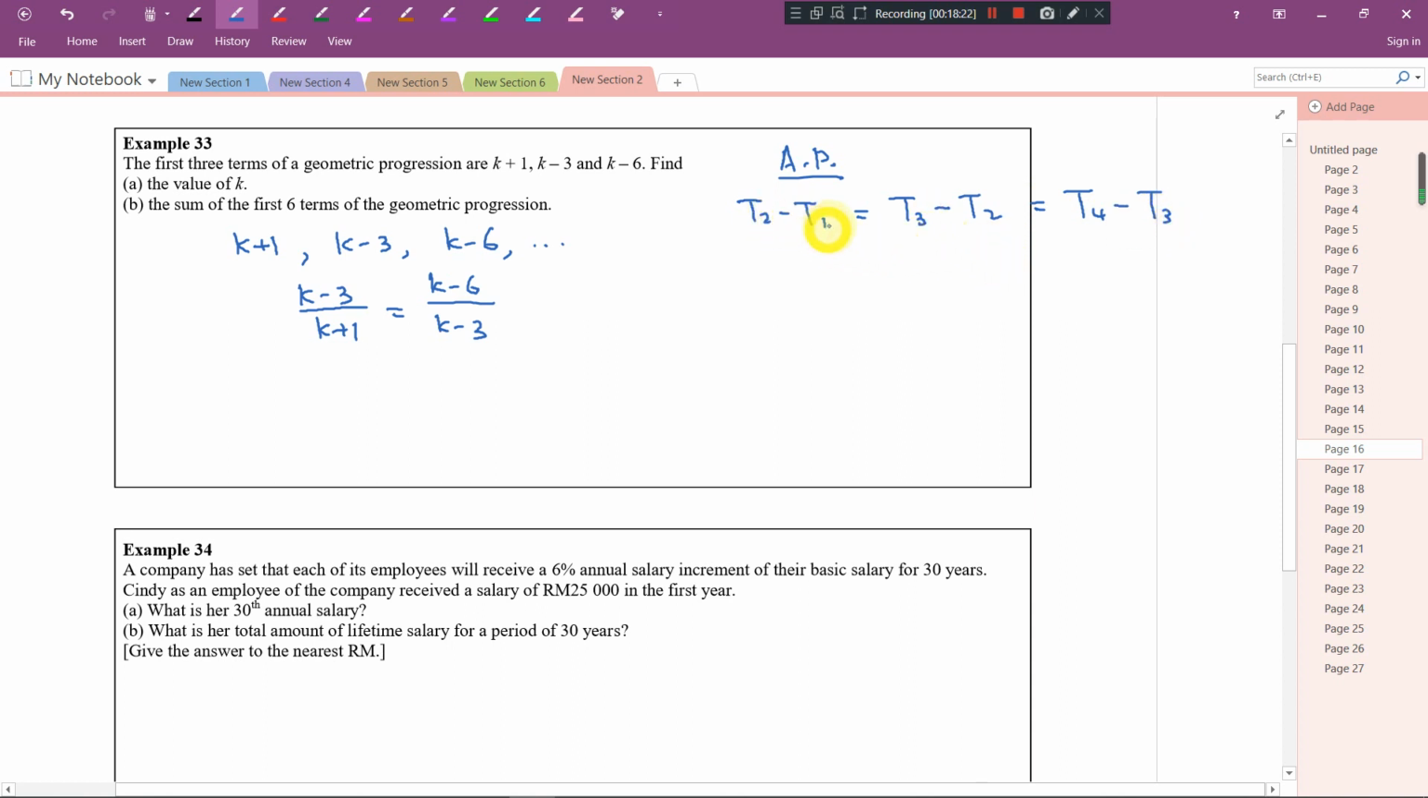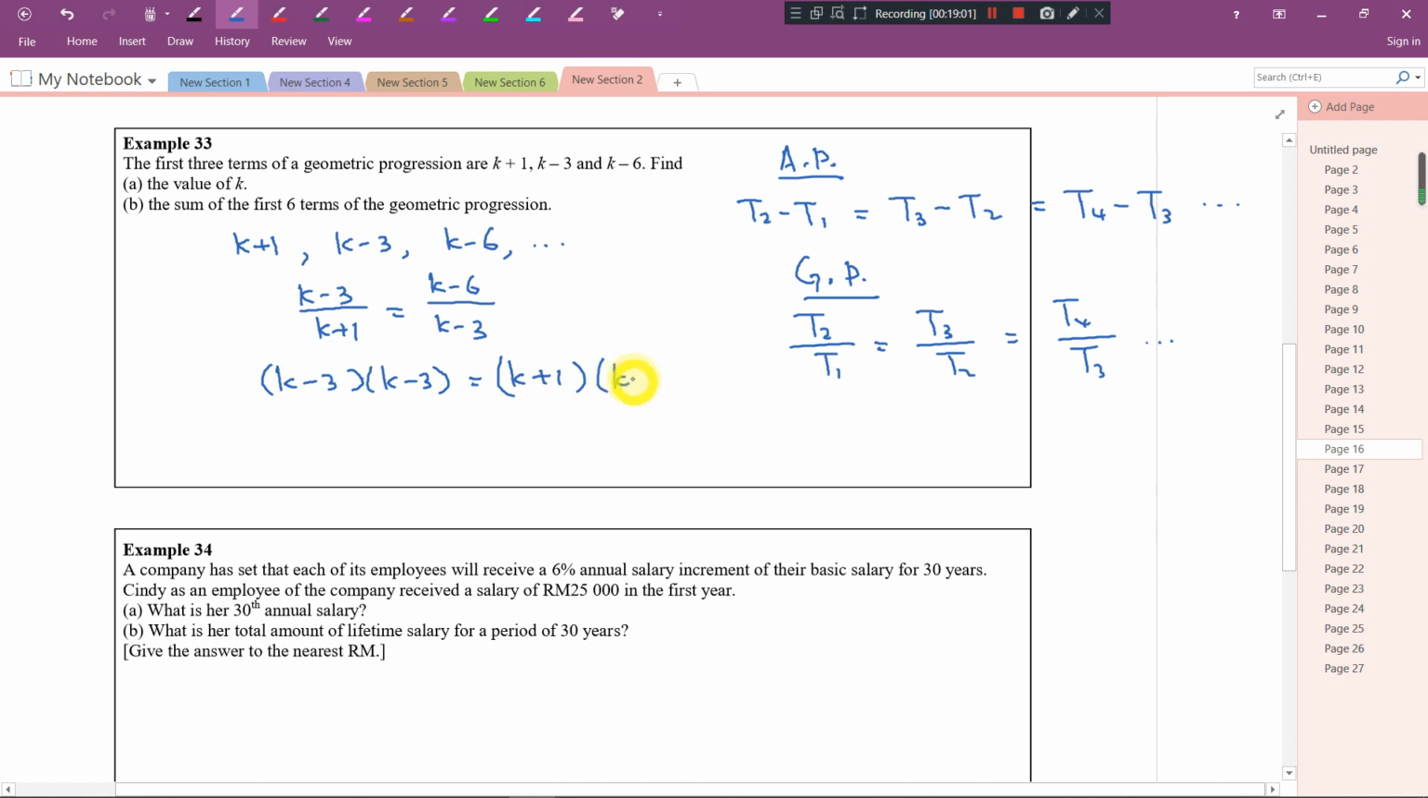Let me check it out now. 2 minus 1, 3 minus 2. So when we have a geometric progression, it's not minus but divide, because this is a common ratio. T2 divided by T1 is equal to T3 divided by T2, is equal to T4 divided by T3, and so on. Now we need to find the value of k. We just do some cross multiplication: k minus 3 times k minus 3, this times this, and this times this, k plus 1 times k minus 6.